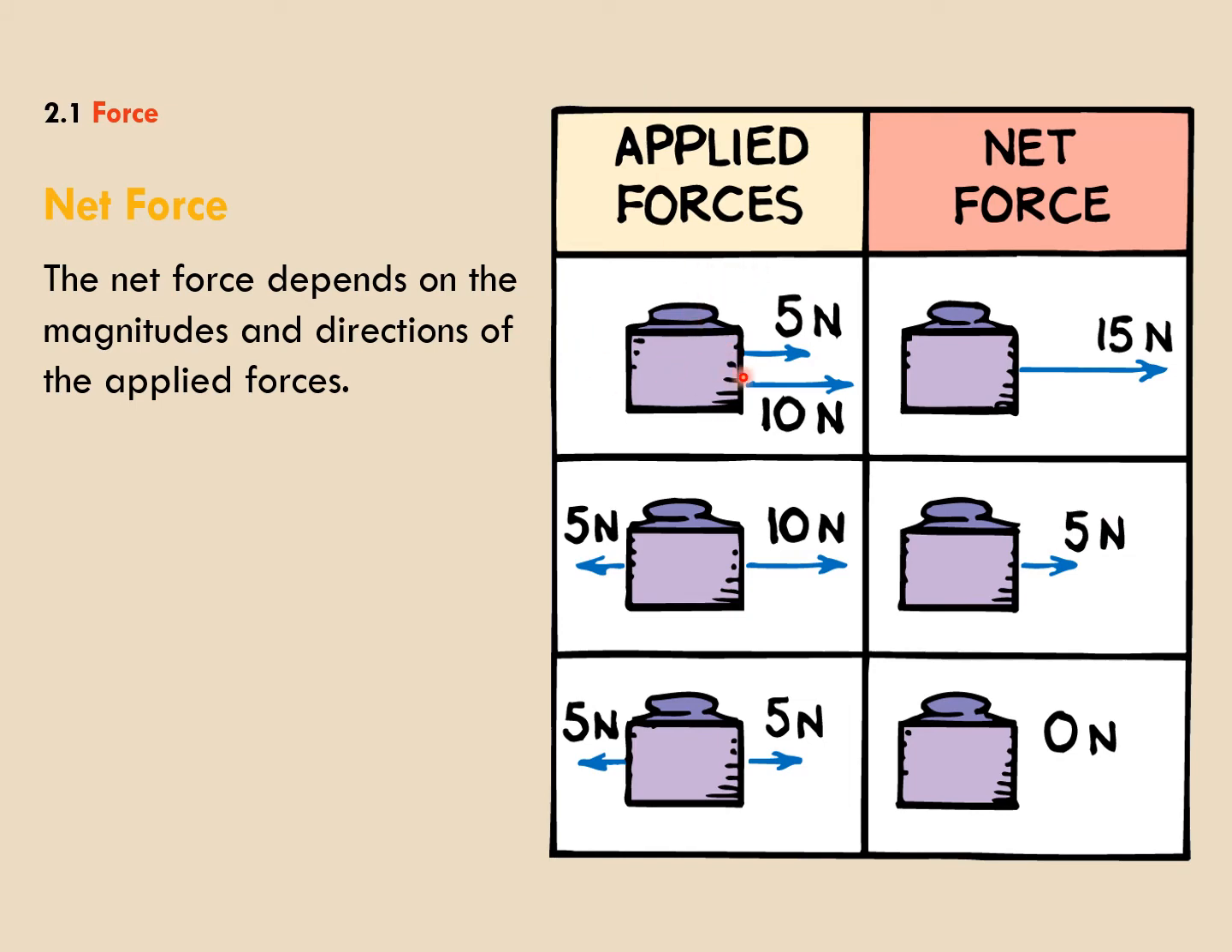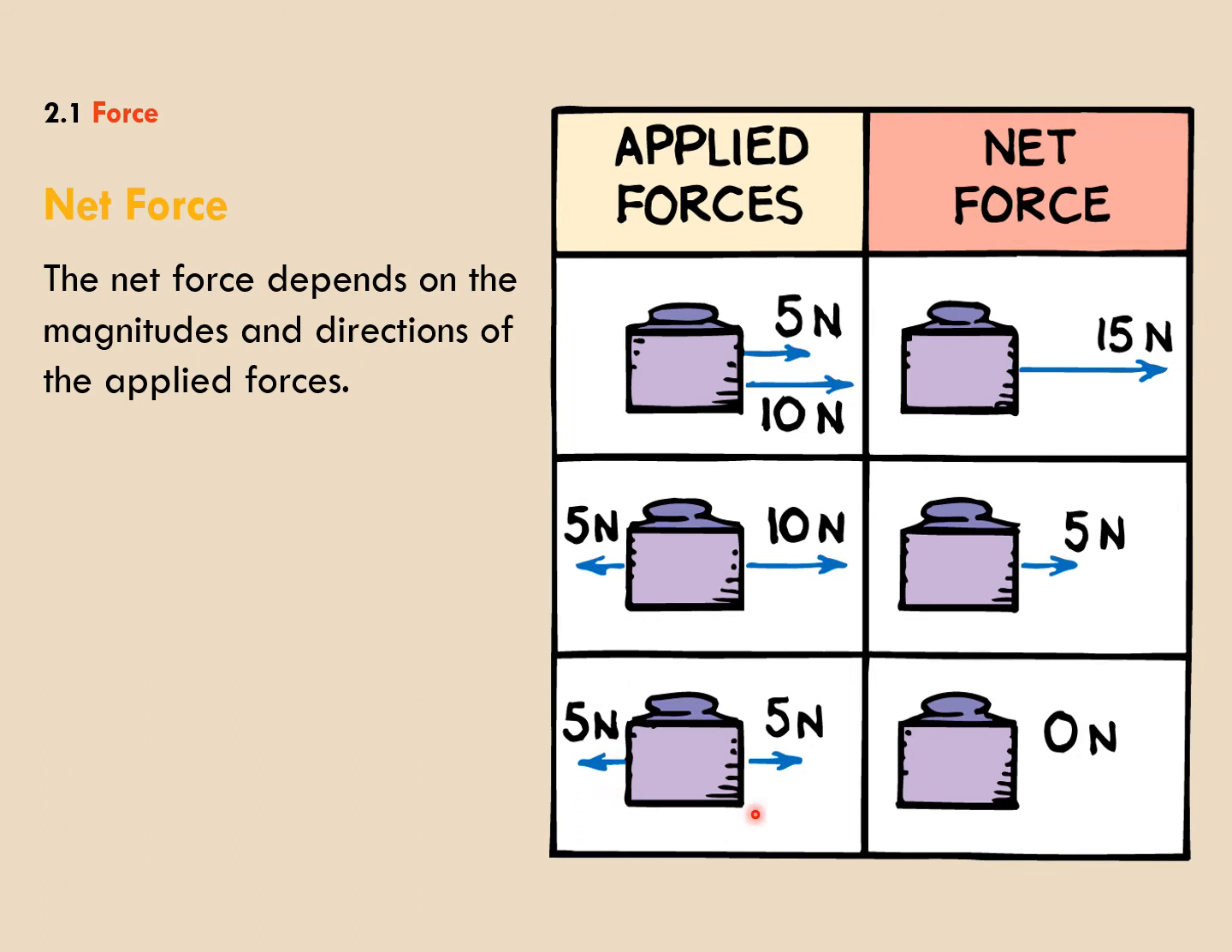If you have an object and you affect the object by two forces, 5 Newton and 10 Newton, so the net force or the resultant force equals 15 Newton. And this is because the two forces are in the same direction. If you have another object and you have force 10 Newton and another force 5 Newton in the opposite direction, so the net force or the resultant force equals 5 Newton, the difference between the two forces.